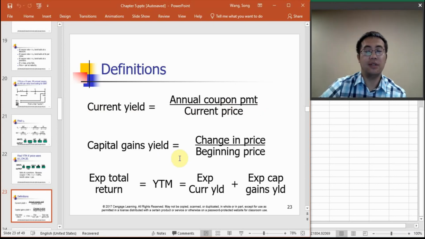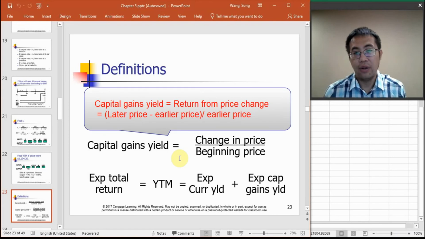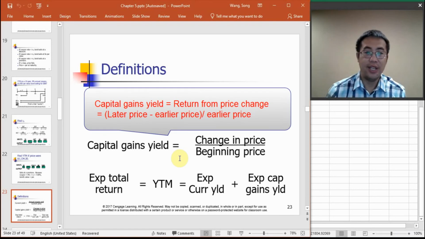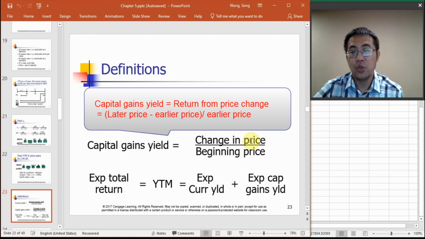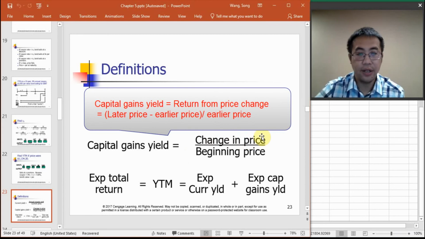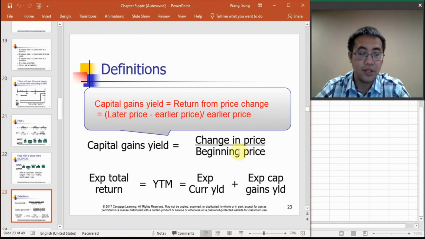The capital gains yield is also pretty straightforward. It's the change in price divided by the beginning price. You see that although the formula is pretty easy to comprehend, still people make mistakes. It is the change in price. You should use the later price minus earlier price divided by the earlier price. Just remember, you're going to use the new price minus the old price, the difference divided by the old price.